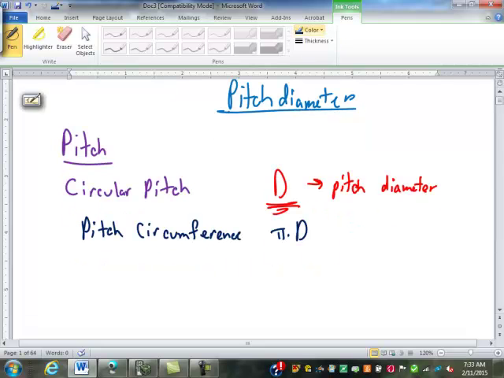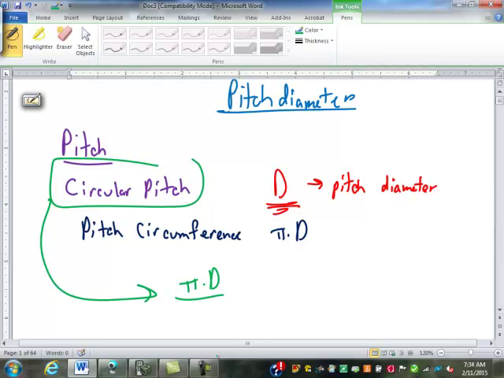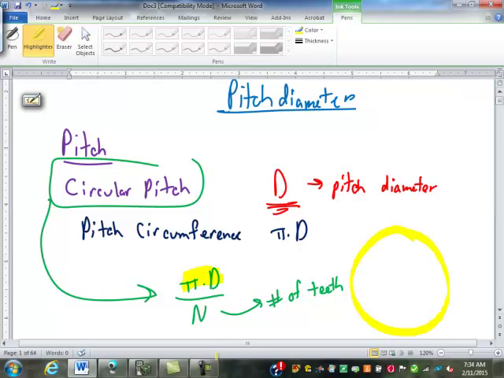So then the circular pitch itself is that pitch diameter divided by N. Now, we've used N before for RPMs. In this case, N is the number of teeth on the gear. So if you think about that, pi times D is the circumference of that circle, the distance around that pitch circle. If we divide that up by the number of teeth, what we get is the distance between teeth at that pitch circle. That's the spacing of the teeth.